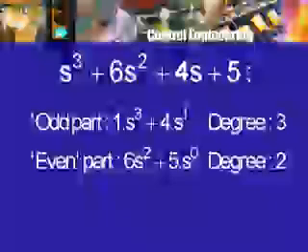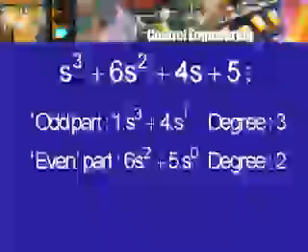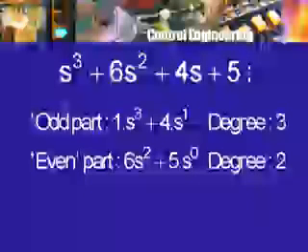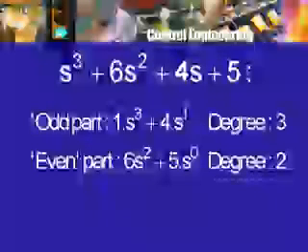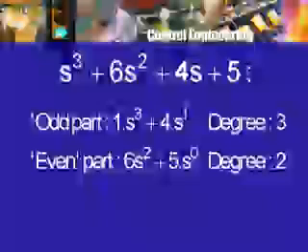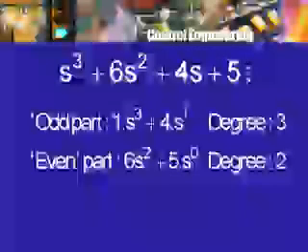So given the polynomial, think of splitting it into its two parts, the odd part and the even part. The odd part is here, s cube plus 4s. The even part is here, 6s squared plus 5. The odd part has the highest power 3, s to the 3. So the degree of the odd part in this case is 3. What about the even part? The even part highest power is s to the 2. So the degree of the even part is 2. So in this case, the degree of the odd part is greater than the degree of the even part.